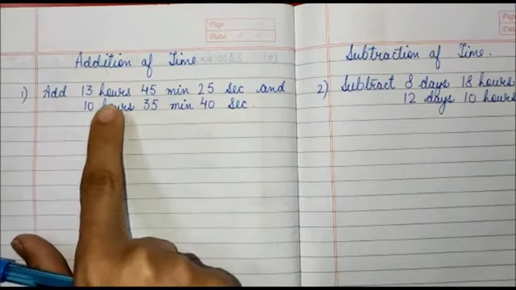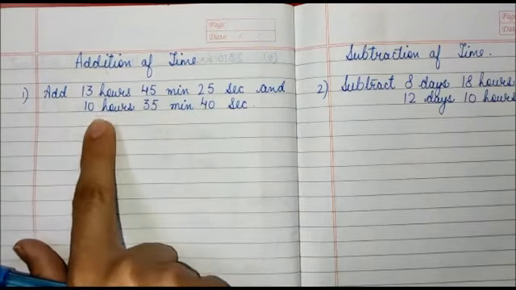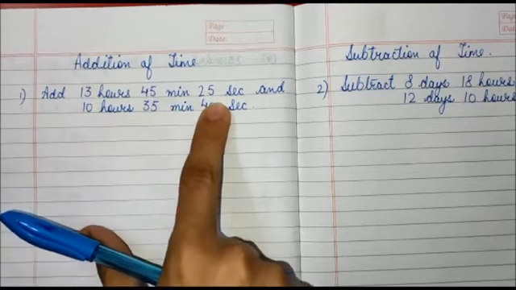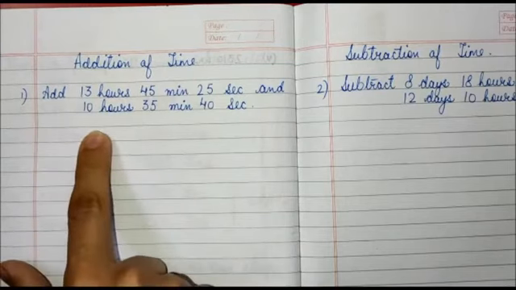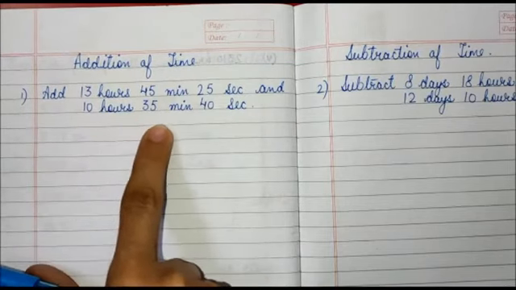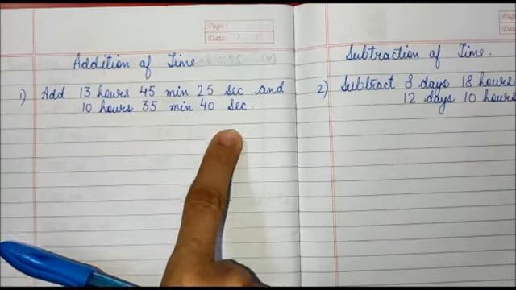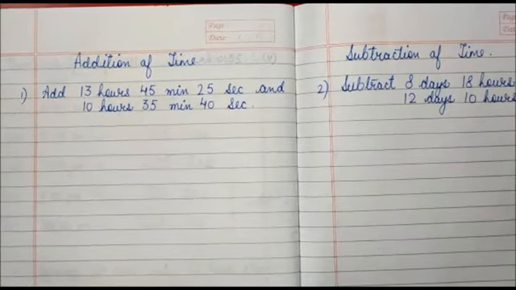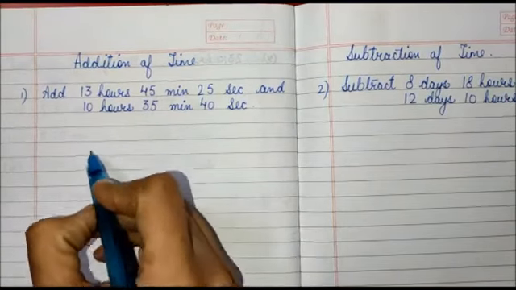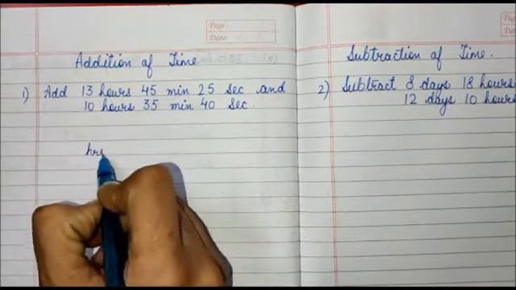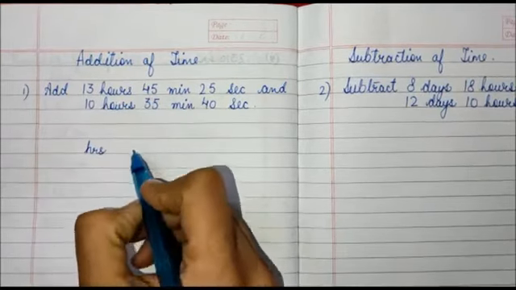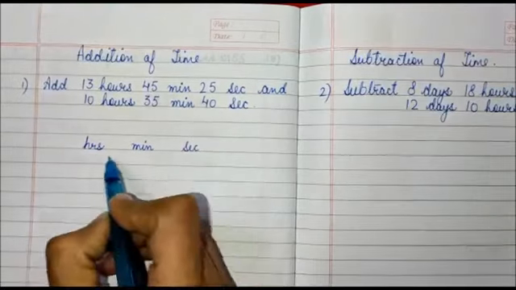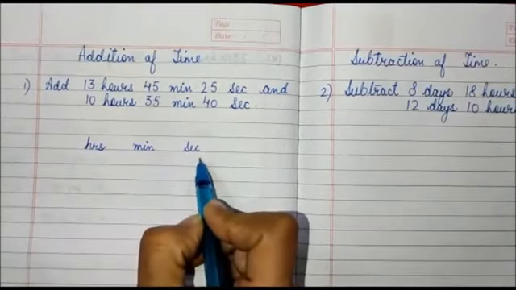Here I have two time durations given. The first one is 13 hours, 45 minutes, 25 seconds, and it has to be added with 10 hours, 35 minutes, 40 seconds. So how do we add? It's very easy. The first thing is that we have to arrange the given time in 3 columns, as 3 units are given: hours, minutes and seconds. So first arrange them into 3 different columns.